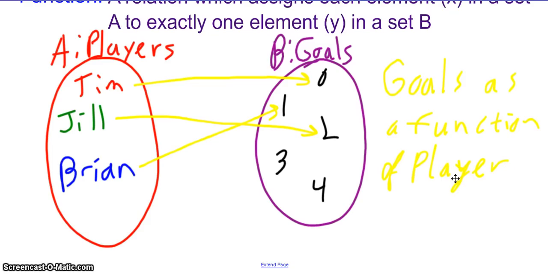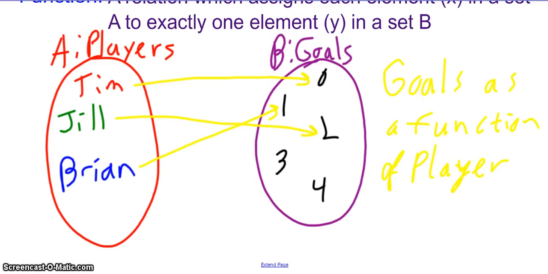Now, just to show you real quick, how we could make this not a function would be if, let's say, Jill scored 2 goals, and she also scored 3 goals. So obviously that's impossible in a game of soccer, but that would still be a relation, but it would not be a function now. So we're going to take that away so that we keep it a function.